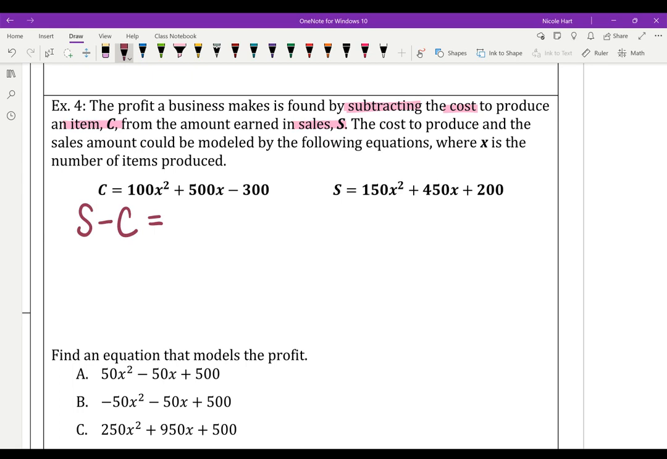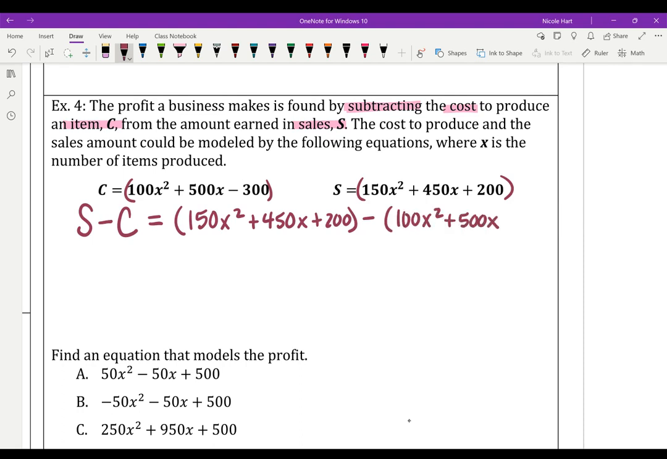We're going to take the equation for sales and we are going to subtract the equation for cost. Now we're going to start off by using parentheses to make sure our equations stay all together, all of the x's and all of that information. So we're going to take the sales, parentheses, 150x squared plus 450x plus 200, close parentheses, minus, open parentheses, 100x squared plus 500x minus 300, close parentheses.